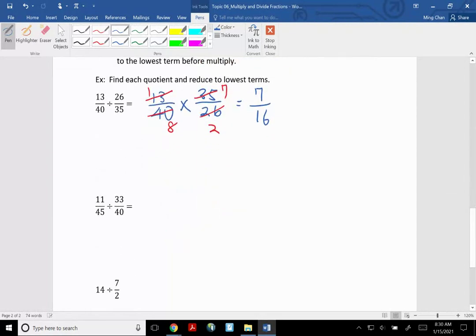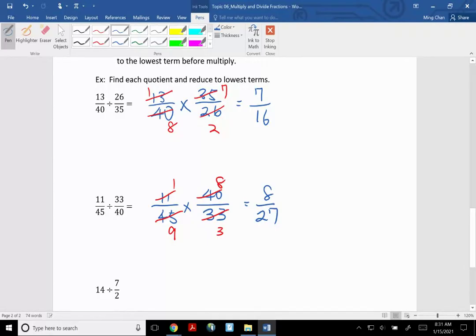All right, try another one. 11 over 45, divided by 33 over 40. So my first fraction stays the same. My second fraction becomes multiplied by the reciprocal, which is 40 over 33. All right, 40 and 45 can be reduced again by 5, so that'll be 9 and 8. 11 and 33 can be reduced by 11. Remember, 11 is a prime number, right? So 11 times 3 is 33. So 11 goes into itself one time, 11 goes into 33 3 times. So my answer, 8 over 27.